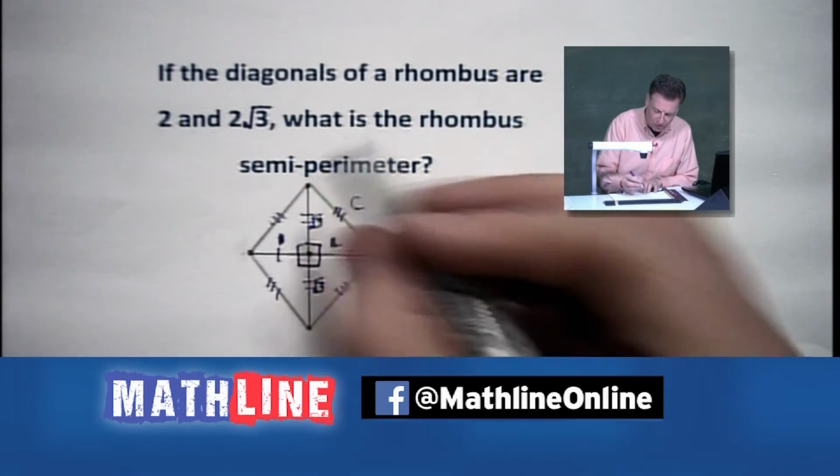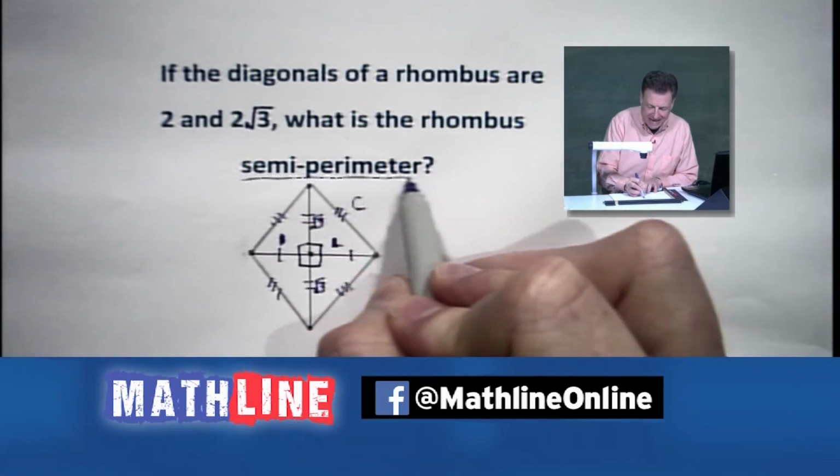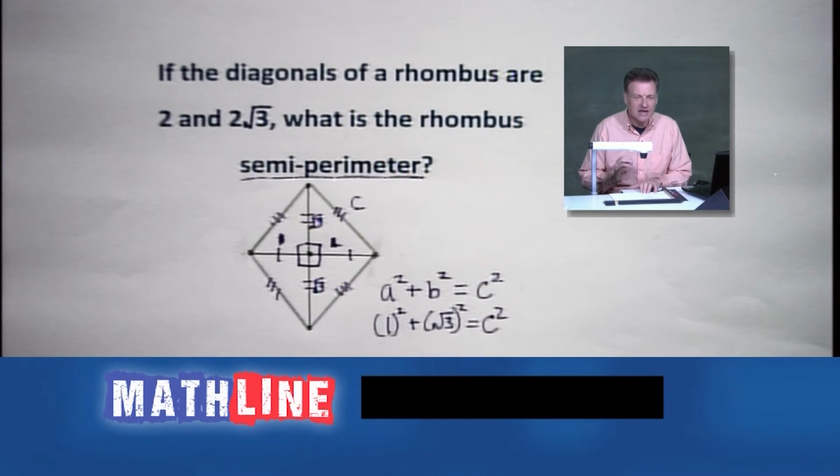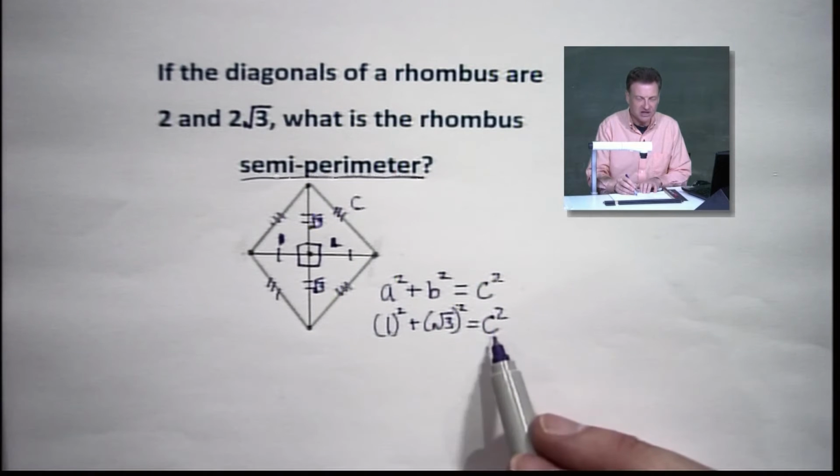And notice some words here. It says, what is the rhombus semi-perimeter? Semi means half. So when we get an answer, we're just going to simply double it. Whatever c is, it means we're going to add another c to it, and we'll have half the perimeter, all right?